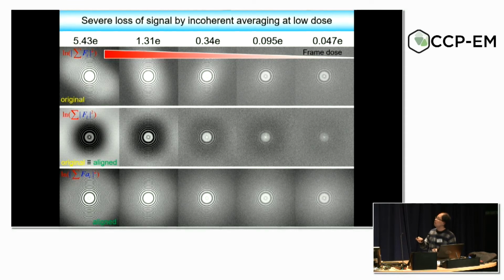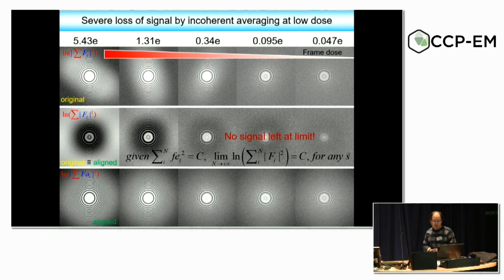So you can see that at extremely low dose, the incoherent averaging no longer works well. Why? You see that it gradually loses more and more information. The problem is that incoherent averaging completely gets rid of the phases. And when you average the power spectrum, when the dose is extremely low, it will actually magnify the noise.